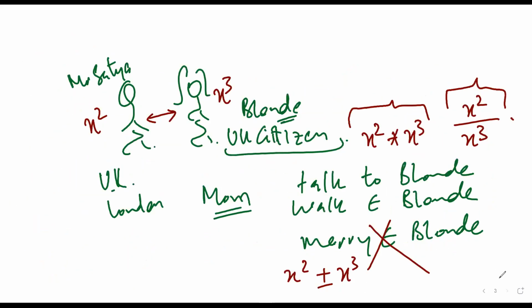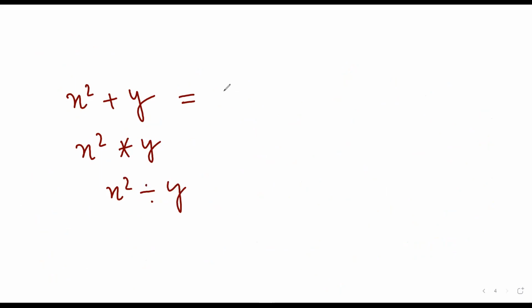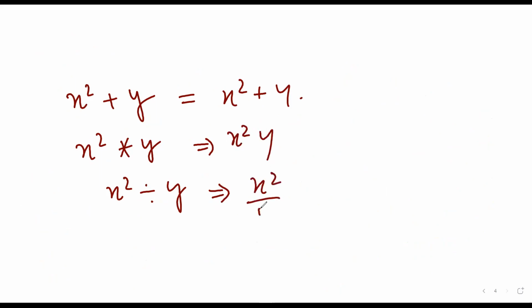Sir, any doubts still? No doubt, sir. So nothing will happen, it will remain the same. You can write this as x square by y. I'm sorry, you can write this as x square into y. You can write this as x square upon y.